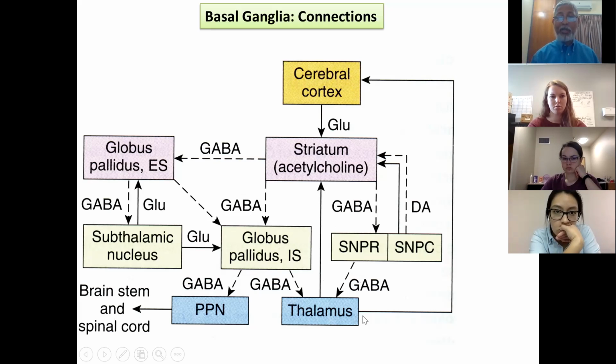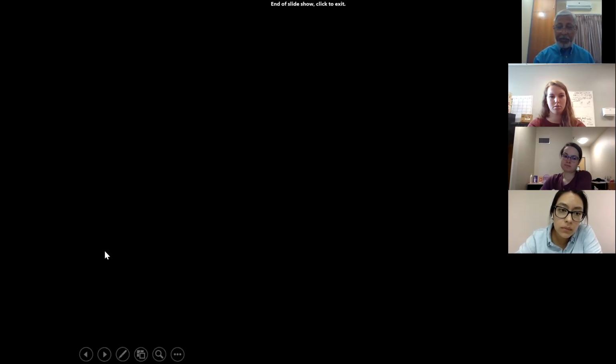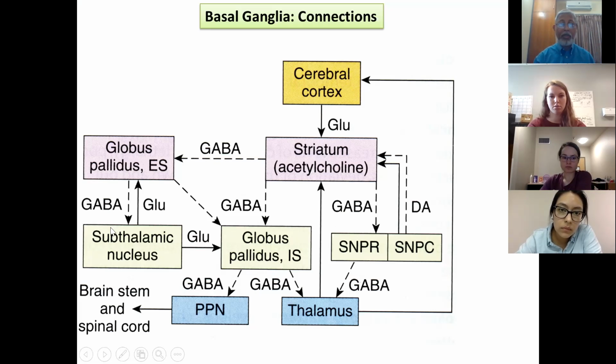So now the thalamus will send excitatory information to the cerebral cortex. That will not only initiate the motor response from the cerebral cortex, because it will come out of the inhibition, but the other parts of the basal ganglia, the subthalamic nucleus, globus pallidus, and substantia nigra, will all send stimulatory signals.